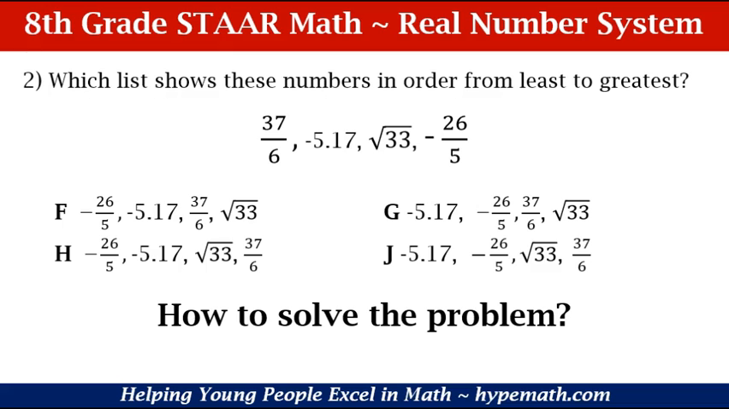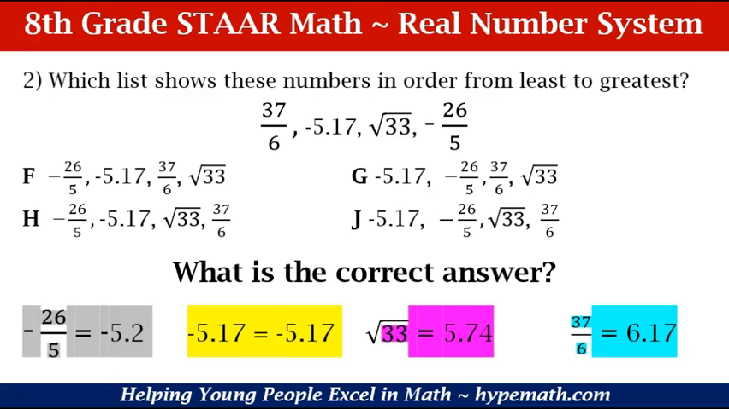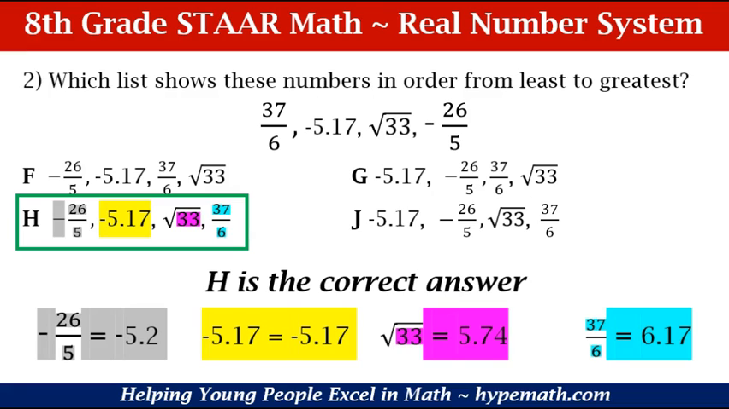Our next question is how to solve the problem. In order for us to solve the problem, we need to order the numbers from least to greatest. So looking at our values, can you order them from least to greatest? What is our correct answer? If you said H, you are correct.